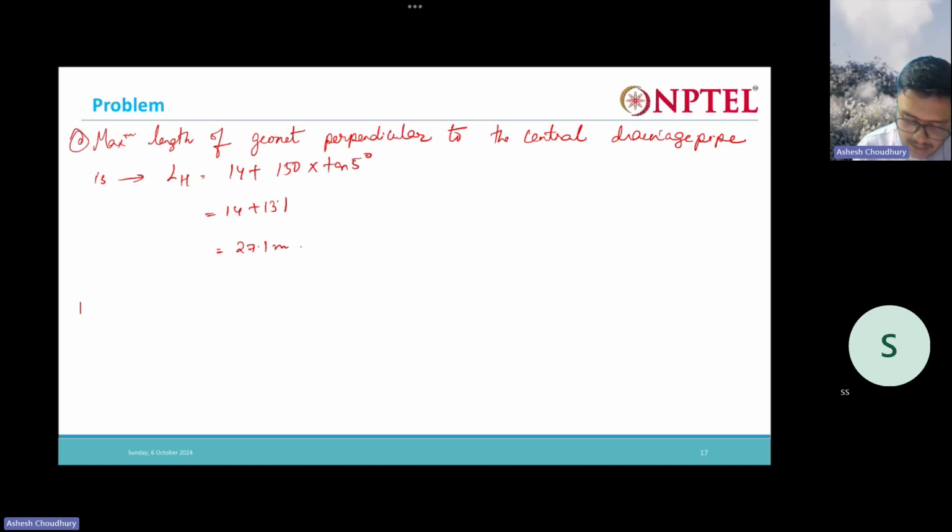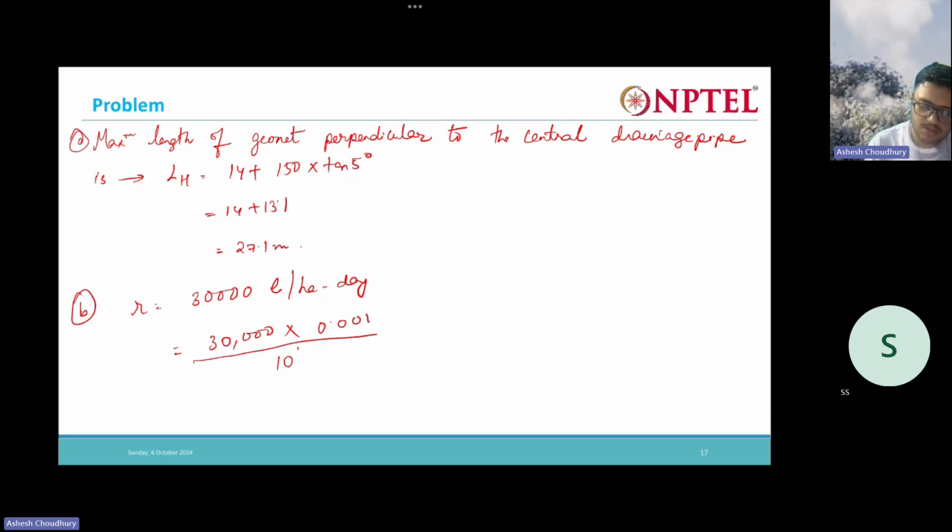Okay, next, what is the flow rate that is given? Flow rate is given as 30,000 liters per hectare per day. So we need to convert it to proper units. 0.001 meter cube, and a hectare is 10 to the power 4 meter square. So this will come out as 0.003 meter cube per meter square per day. Okay, so this is the flow rate.